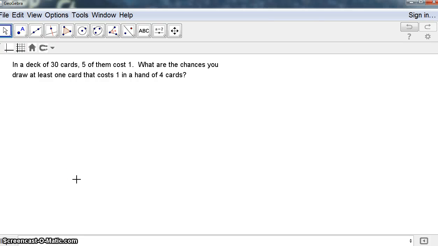So we're going to take a look into these questions where you are being asked to find the probability of at least one event occurring. You might have come across this question in the quiz from last week, where it was asking: a deck of 30 cards, 5 of them cost 1. What are the chances you draw at least one that costs 1 in a hand of 4?